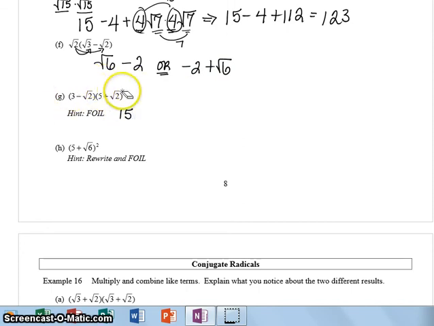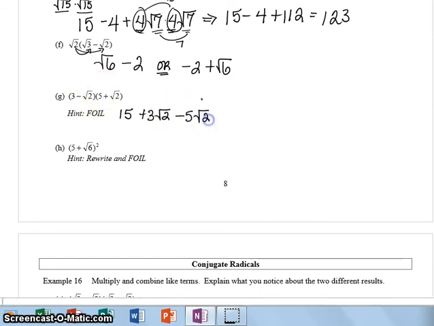FOIL, first term, so I have 3 times 5, I get 15. My outers, I have 3 times 8 radical 2 is just 3 radical 2. Inners, be careful of my signs. I have a negative, radical 2 times 5 is minus 5 radical 2. And then last but not least, I have radical 2 times radical 2 is just a 2, but I have a negative times a positive, so it's minus 2.